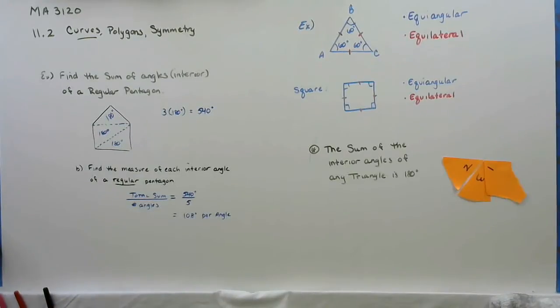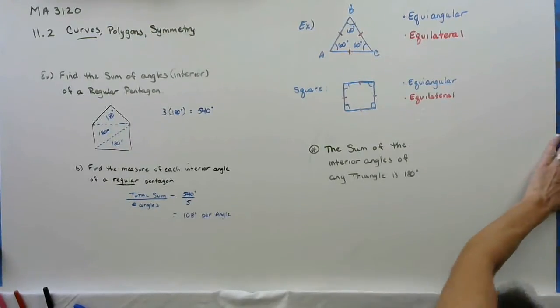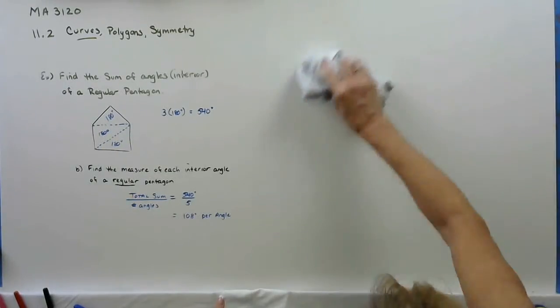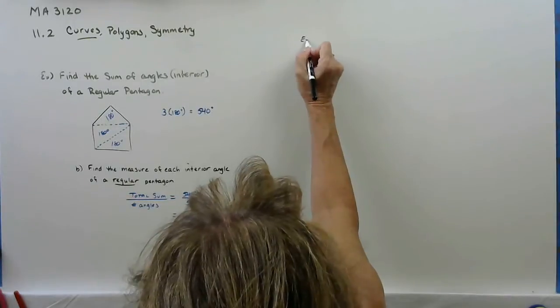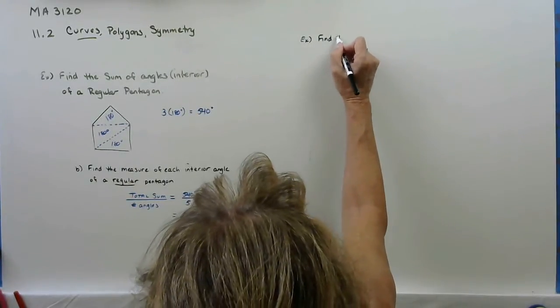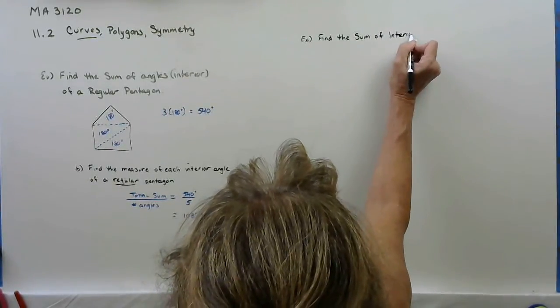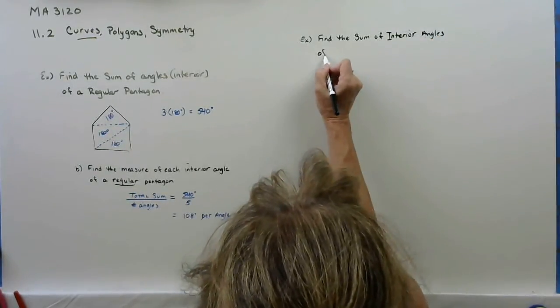And this will work for any shape. We can try it again. All right? Let's say we take an 8-sided figure. I'm not going to try to make it regular. Let's just take an octagon. Find the sum of interior angles of an octagon.